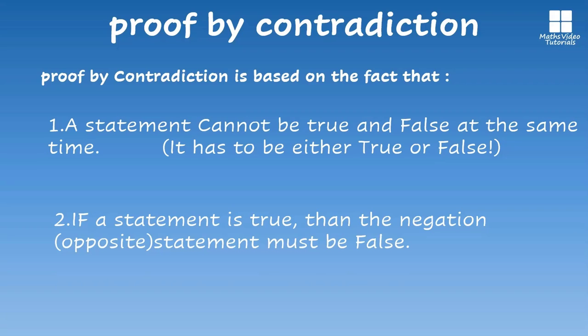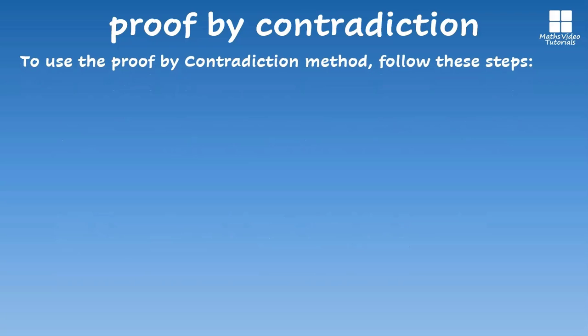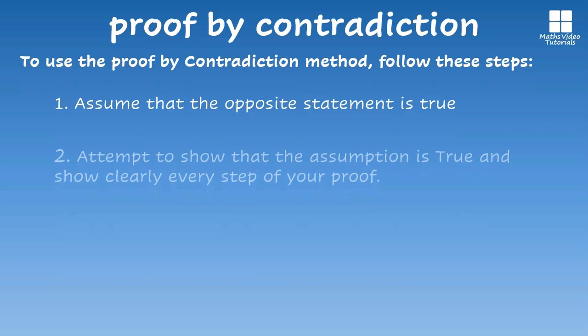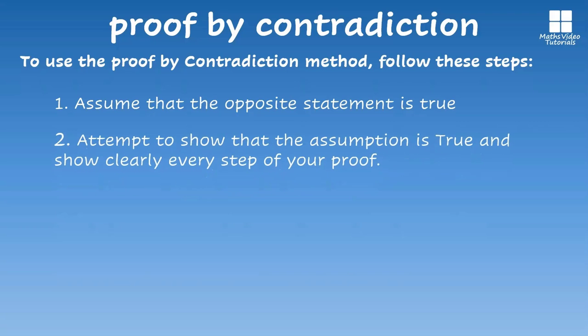Next step is how do you solve proof by contradictions? Well, we've got some steps to follow. Let's have a look at them. The first one is you assume that the opposite statement is true. So you contradict the original statement, right? You use the negation and you assume that the negation statement is the true one. And you attempt to prove it is true by clearly showing every step of the proof.